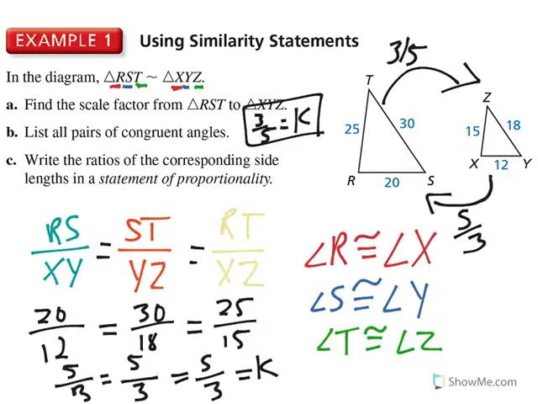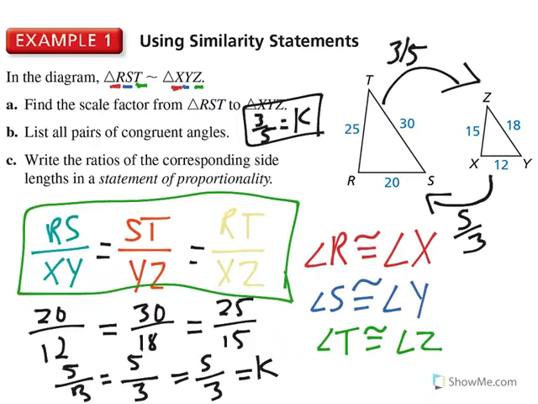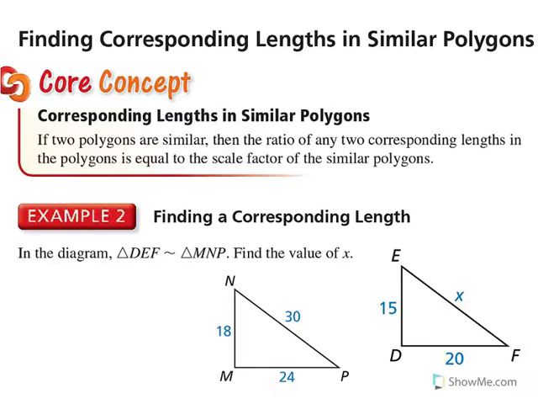And then C tells you to write the ratios of the corresponding side lengths in a statement of proportionality. We already did that. In this first statement here, this shows our side lengths in a statement of proportionality. As we move on, we're going to look more at corresponding lengths in our polygons. So like we said, they have a ratio. And with ratios, we can set up proportions.